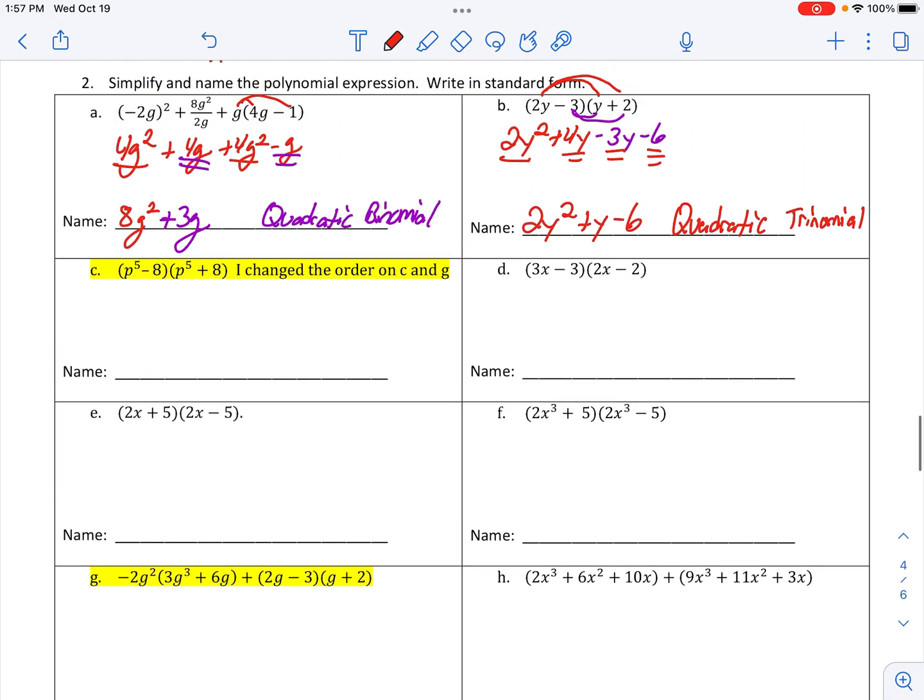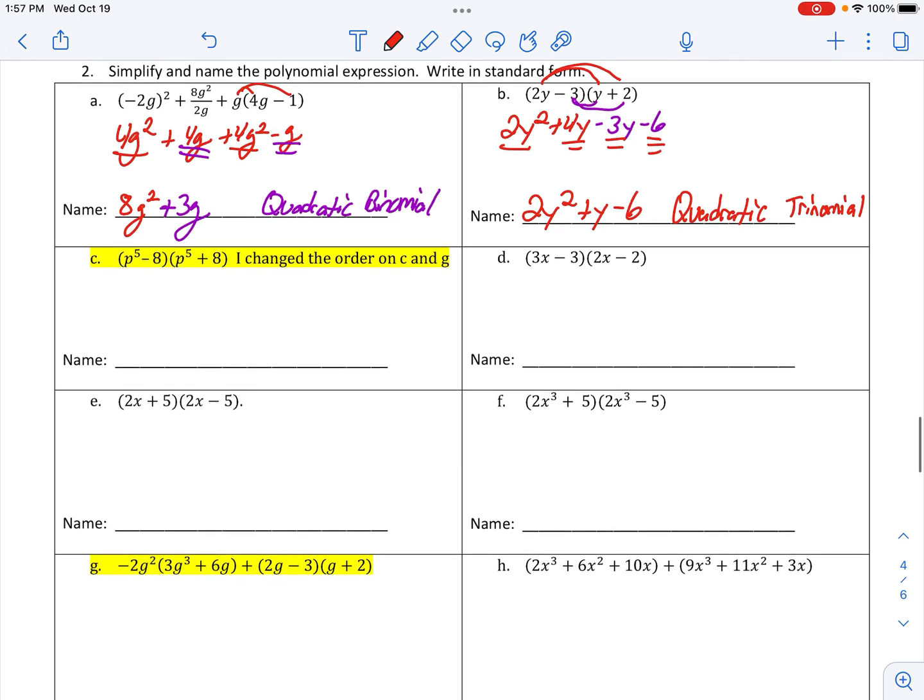Let's go down to letter D. Nothing changes from what we did up on letter B. We're going to distribute the 3x times 2x and 3x times negative 2. And then we're going to distribute the negative 3. And then we're going to combine like terms, just like we did. 6x squared. Right here, these 2 linear terms give me negative 12x. And then the constant, there's nothing to combine with it, drops on down. And we end up with another quadratic trinomial.